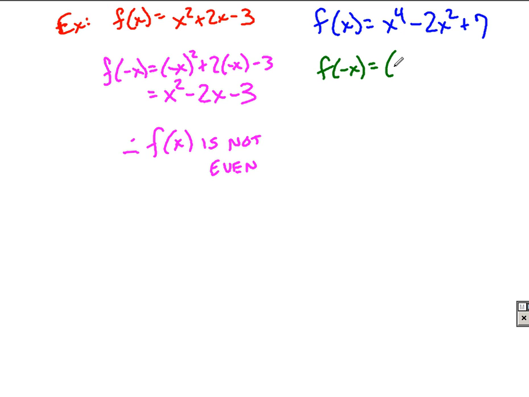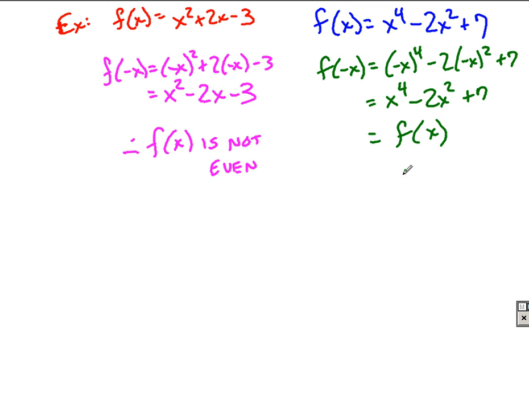Alright, this one over here. Negative x to the 4th power minus 2 times negative x squared plus 7. Negative x to the 4th power, if I do it 4 times, negative, positive, will become positive x to the 4th. This will become x squared, so the minus 2 in front, and that's still 7. That's the same thing as my original function. So because it's the same, therefore f of x is even.